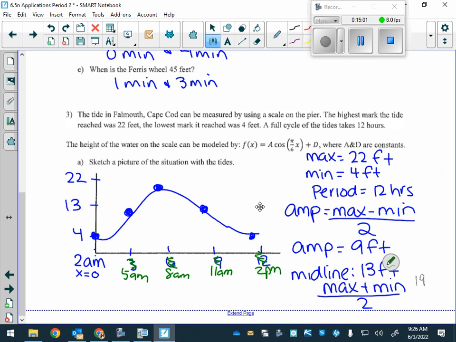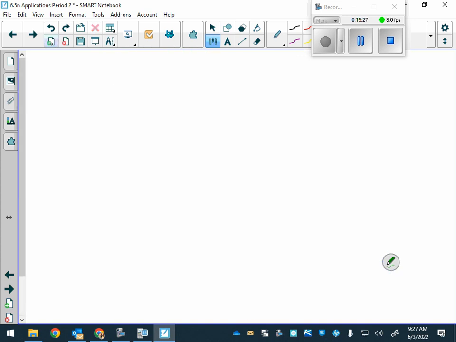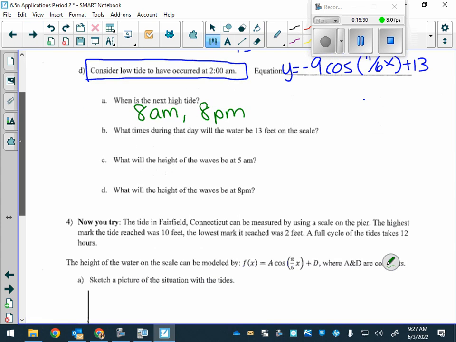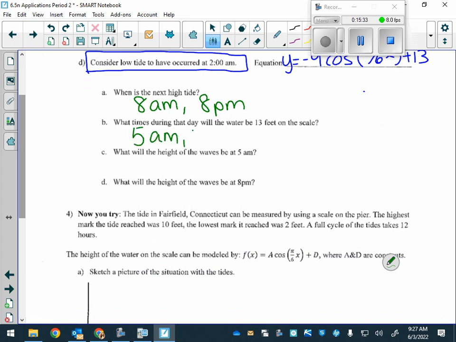The next question, what times during that day. So you're looking for 12 a.m. currently, or 2 a.m. currently, all the way to 2 a.m. the following day. Okay? When will the water be 13 feet on the scale? Give me one. 5 a.m. What else? What time? 11 a.m. Okay. And then 1 p.m. Excellent. 5 a.m., 11 a.m. That's seen on our picture. 12 hours later. Good.